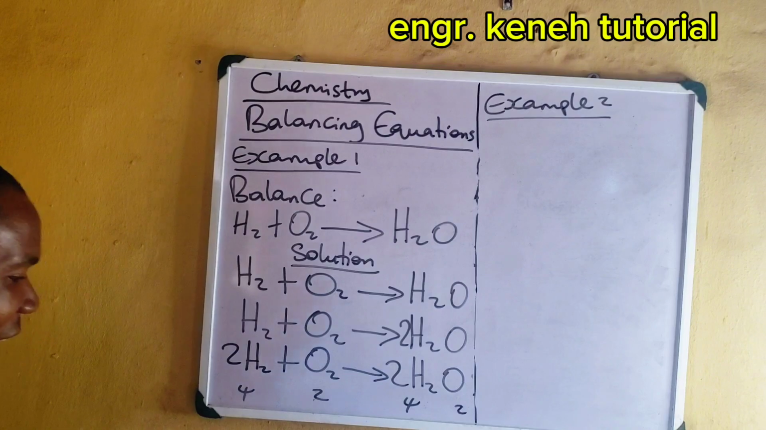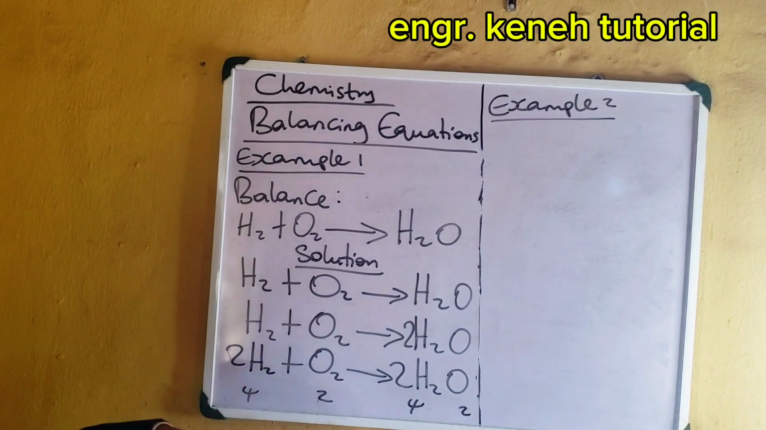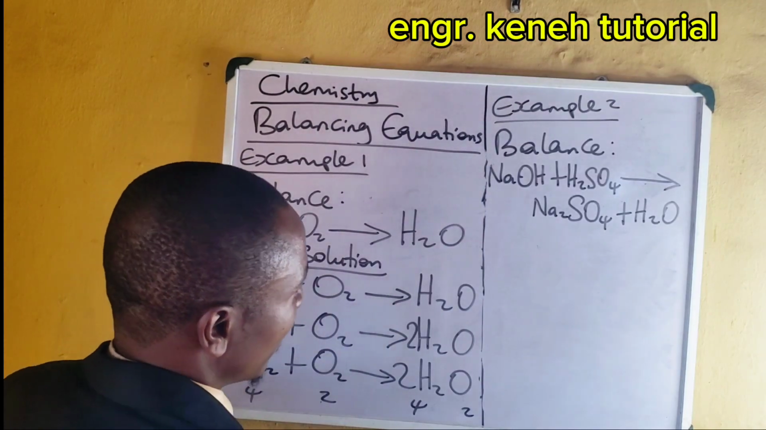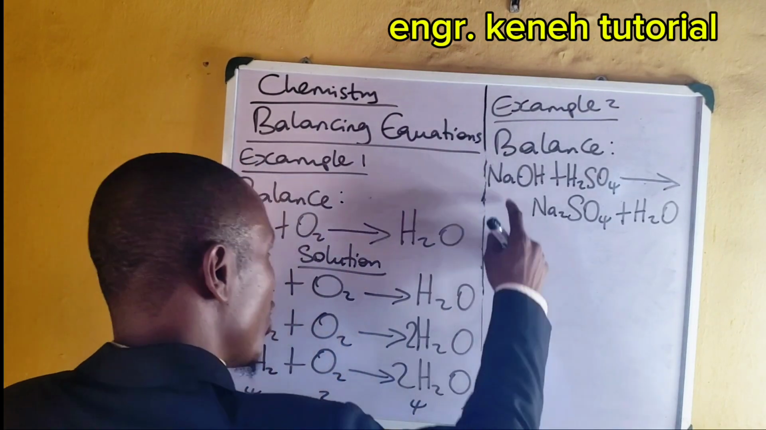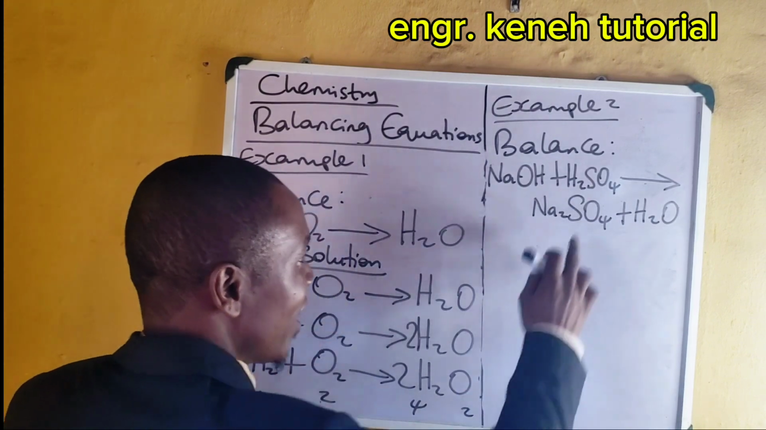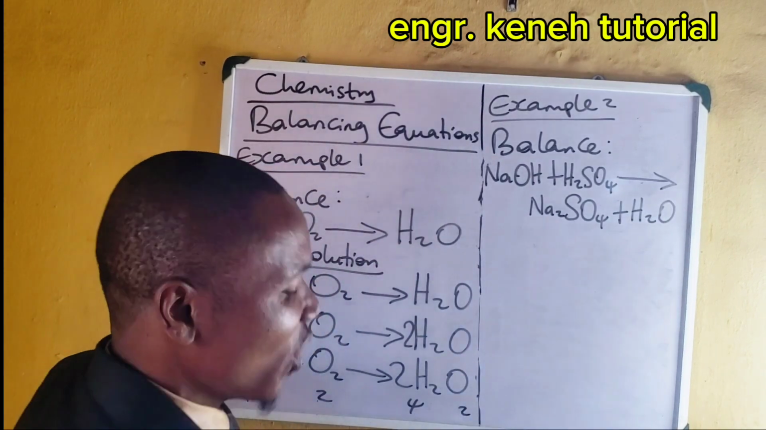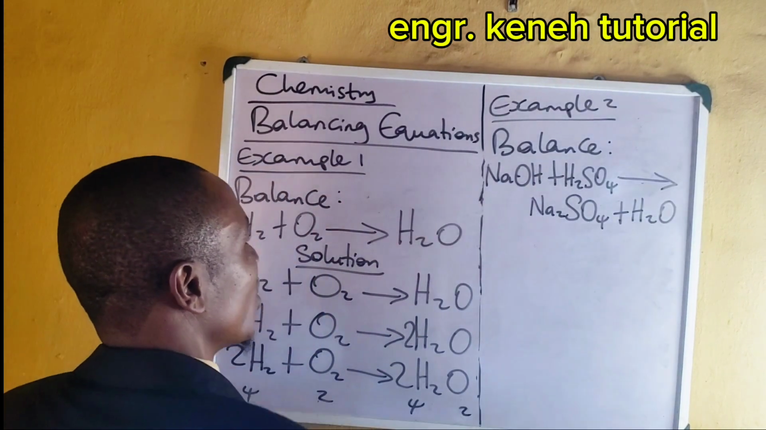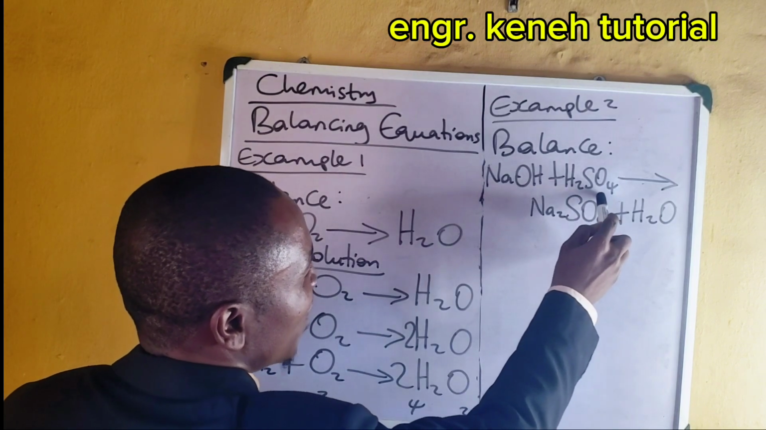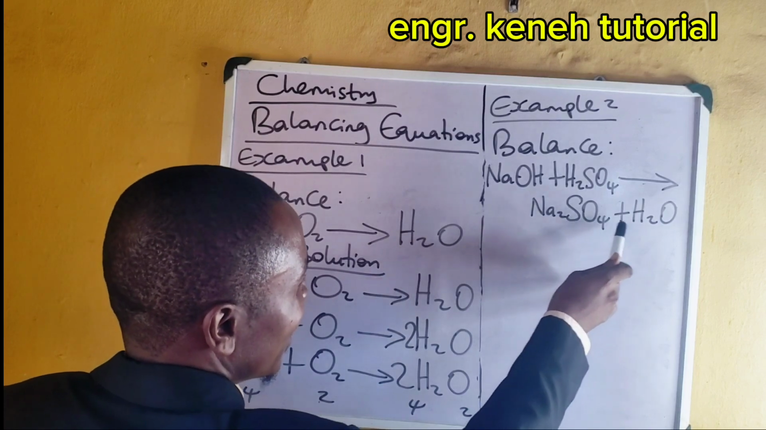Let us solve another example so that by so doing, if you fail to understand this one, you understand the next one. All right, example 2, we have to balance this equation. Sodium hydroxide reacting with tetraoxosulfur 6 acid to give us sodium tetraoxosulfur 6 plus what? Water. Sodium hydroxide reacting with tetraoxosulfur 6 acid to give us sodium tetraoxosulfur 6 and what? Water.